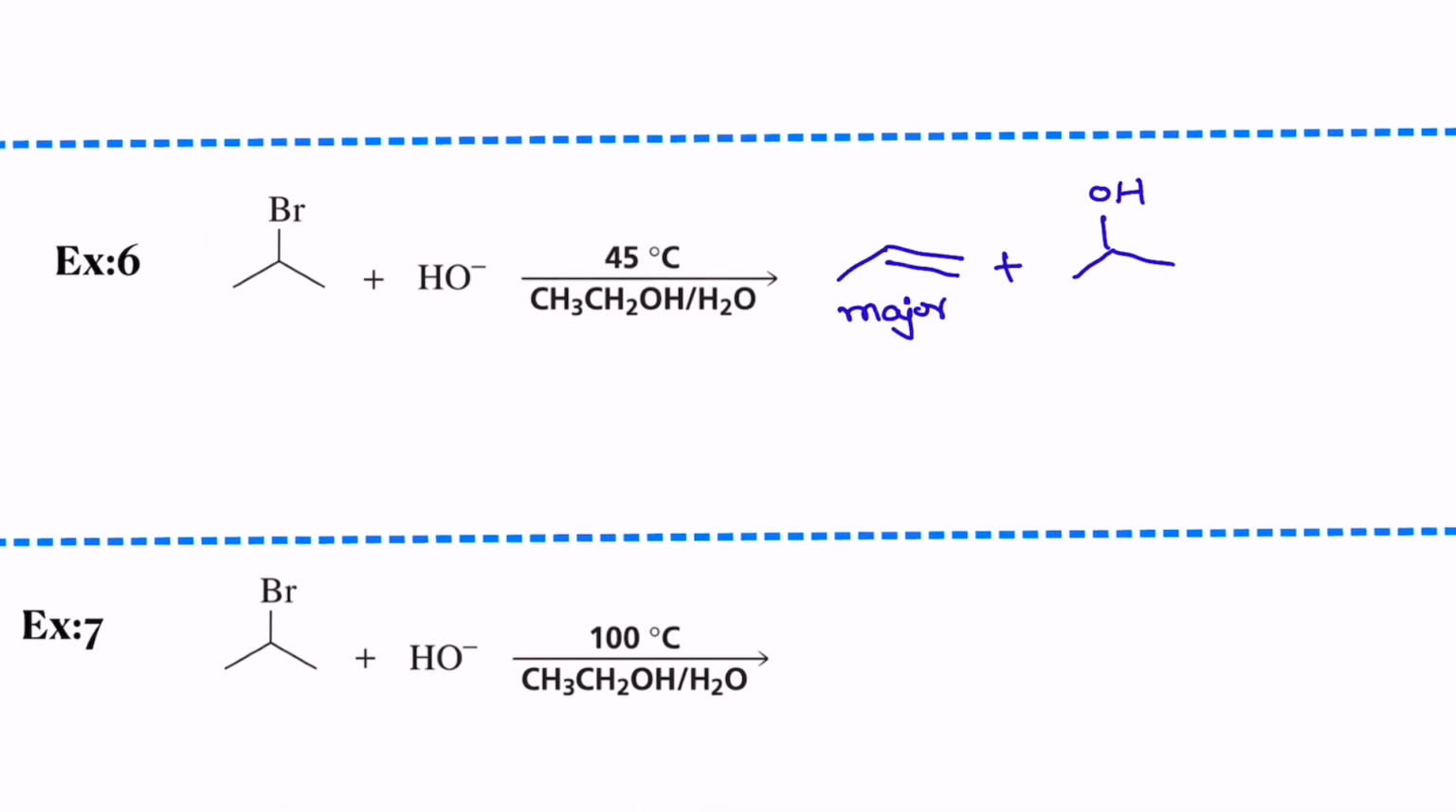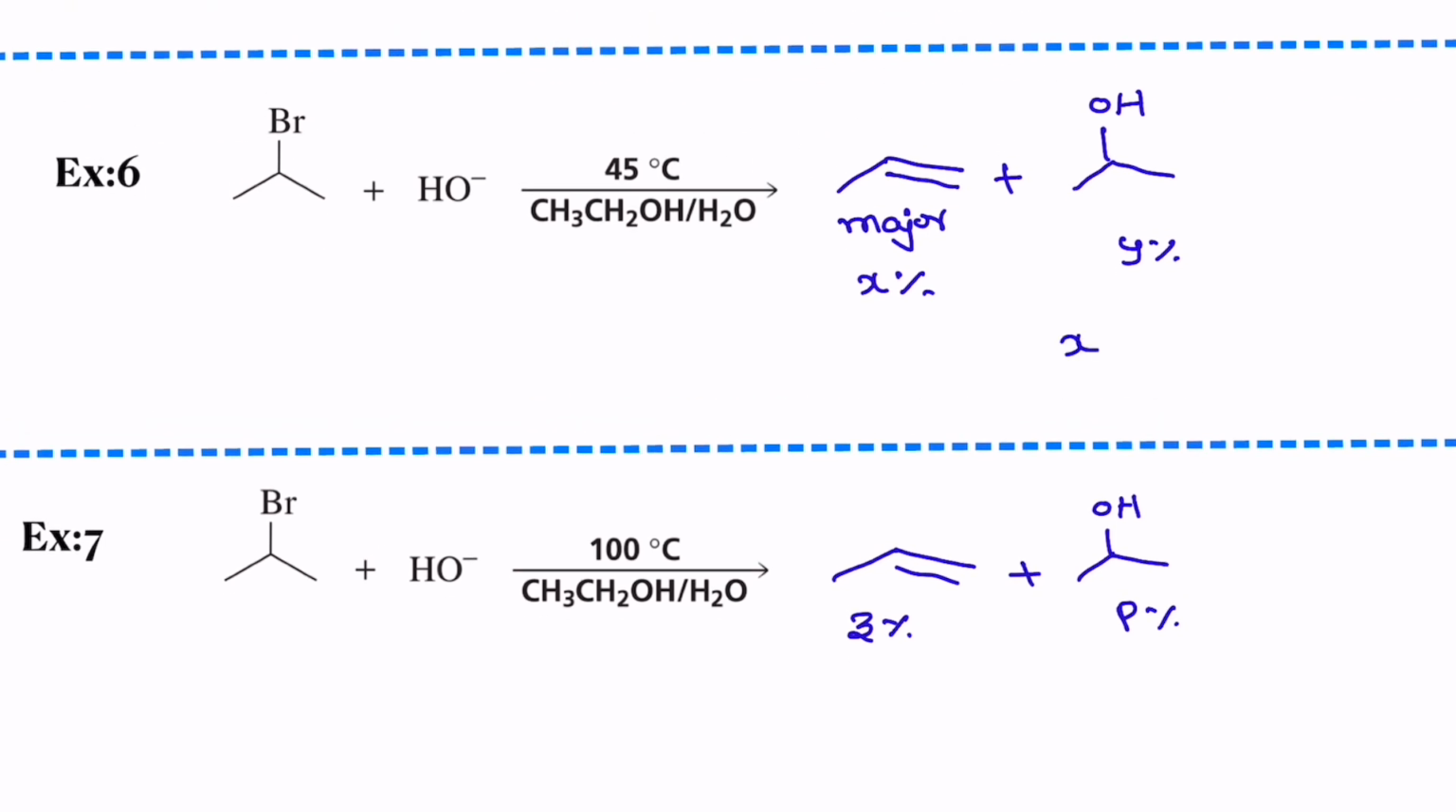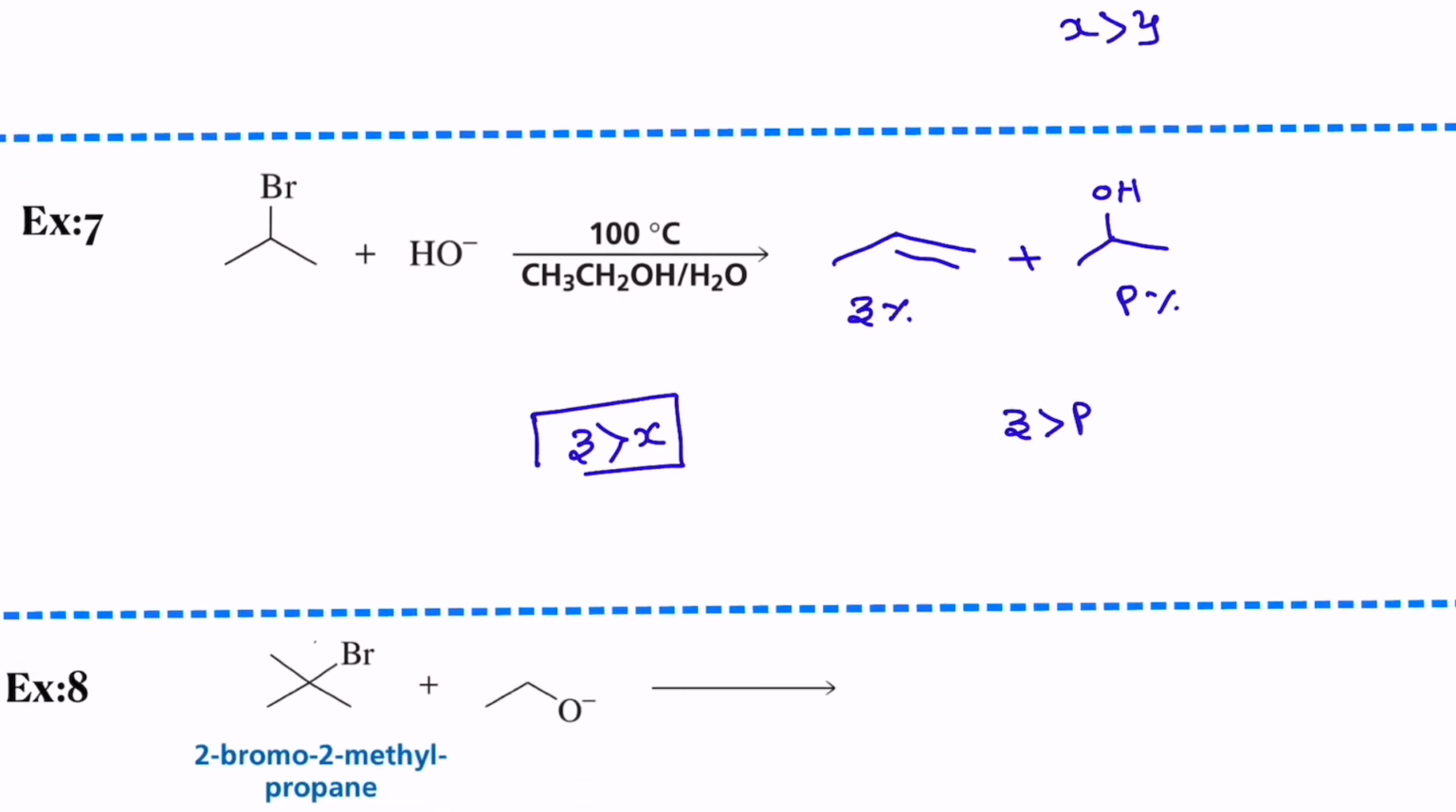And most importantly, under the same condition, isopropyl halide with OH minus, if the temperature is high, the percentage of elimination product further increases. So here these are the products we are getting. For example, here I am writing X percentage, this is Y percentage, this is Z percentage, and this is some P percentage. No doubt here X is greater than Y and Z is greater than P. Most important thing is Z is greater than X, you have to know. As temperature increases, the percentage of elimination product will increase.